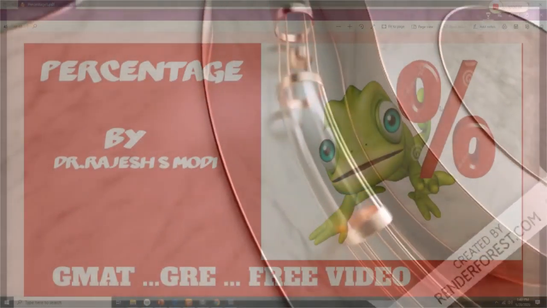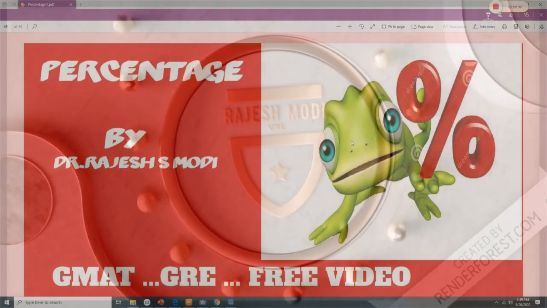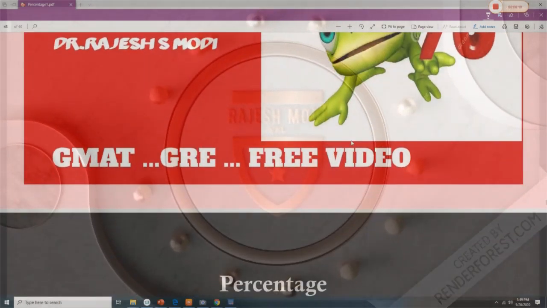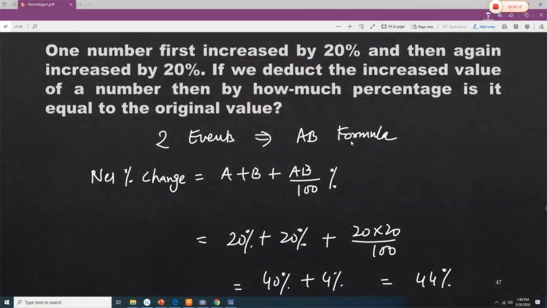Percentage chapter 1 once again, and we are going to discuss some advanced examples in part number 4 of the percentage. Let's say one number is first increased by 20% and then again increased by 20%. If we deduct the increased value of the number, then how much percentage is it equal to the original value? So here, what is going to happen? First time it is increased by 20% and then again it is increased by 20%.